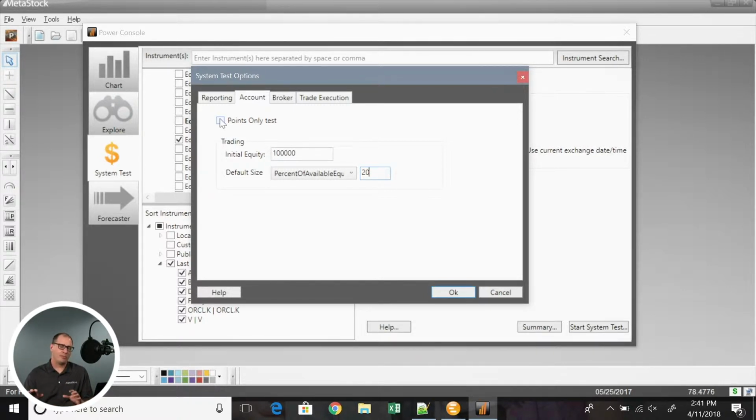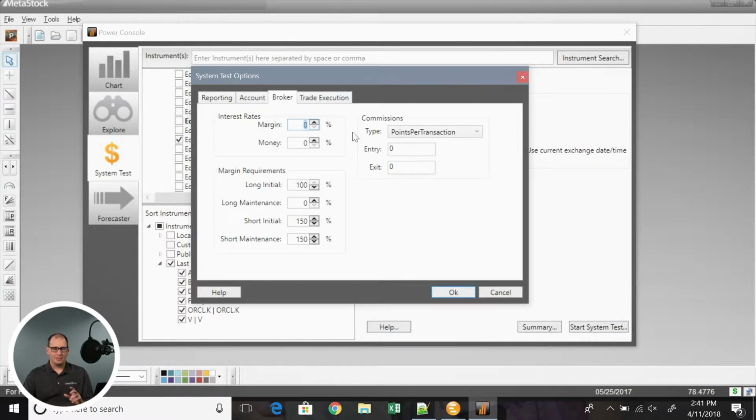This option up here for points only, that's if you're testing on futures or Forex, you want to choose points only. That's the way you want to test this for that. So very important, if you're testing futures or Forex, do points only. Equities, use the options down here.